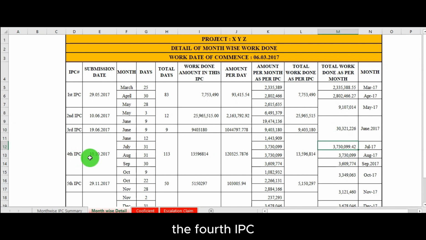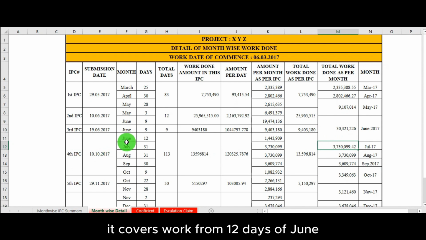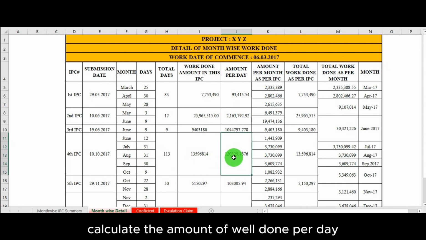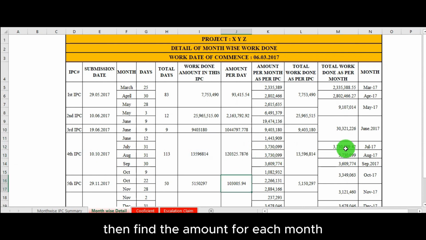The fourth IPC was submitted on 10th October 2017. It covers work from 12 days of June, whole month of July, August, September, and 9 days of October. The 12 days of work was already accounted for in the second and third IPCs. We will calculate the amount per day for July and August the same way as before. Calculate the amount of work done per day, then find the amount for each month.